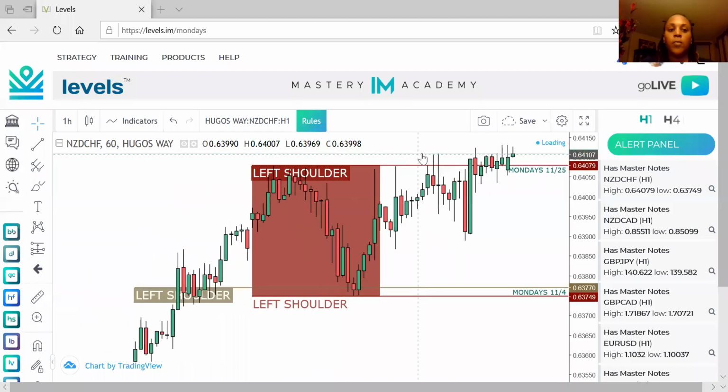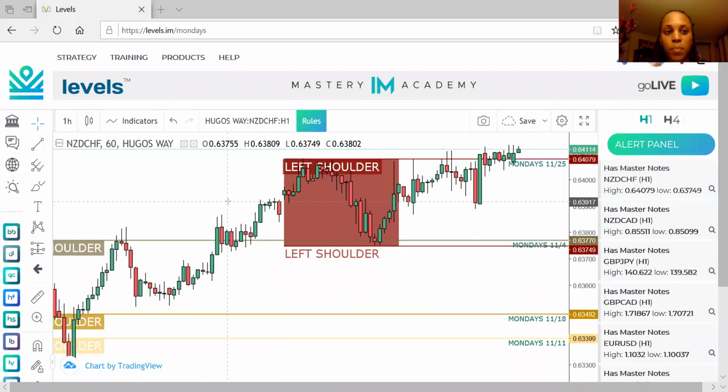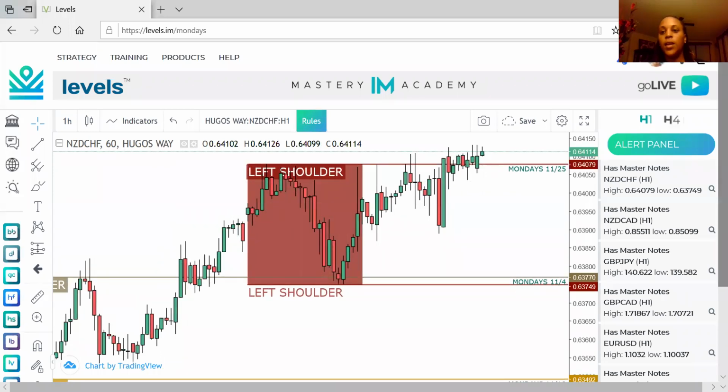Good. So this is the levels platform, right? Let me just move some stuff here. So this is the levels platform. And one thing I love about levels compared to some of the other products that we have is that you don't need to go to TradingView to trade levels. You don't need to move away from here.